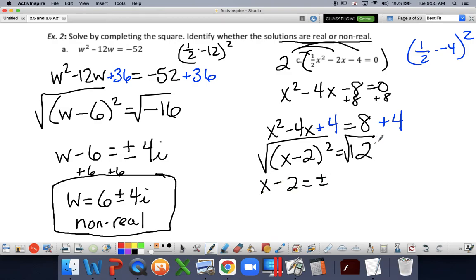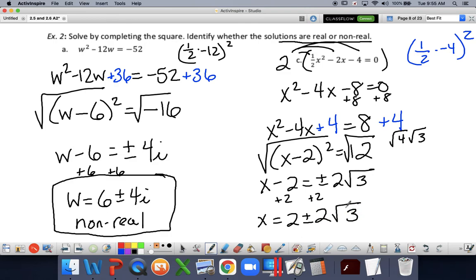Now let's simplify the square root of 12. It's the square root of 4 times the square root of 3. So I get 2 square root of 3. And then last but not least, I add that over. I like to put the 2 up front just so I make sure to know what is under the radical and what is not. And because I do not have any i's in my solution, these both represent real solutions.